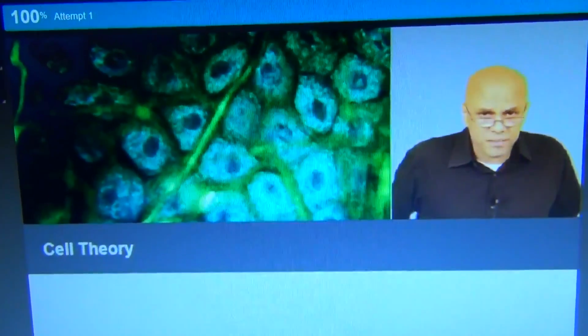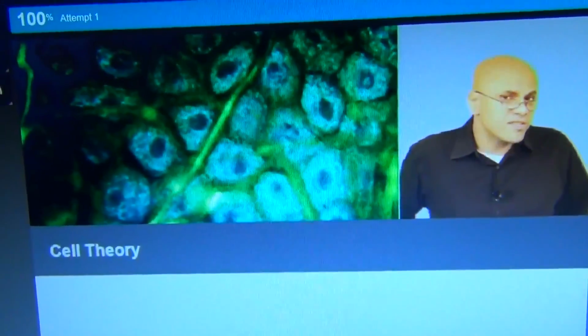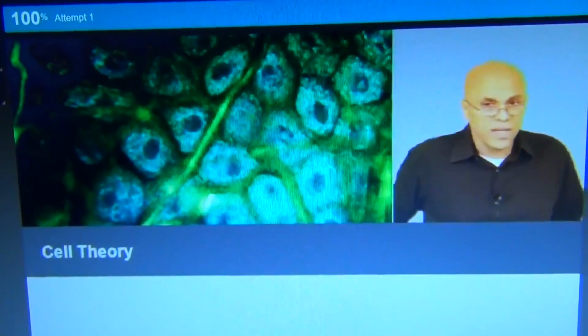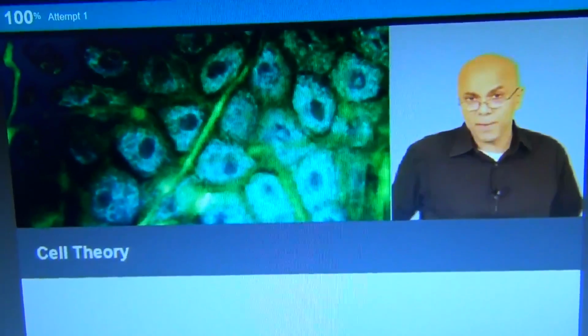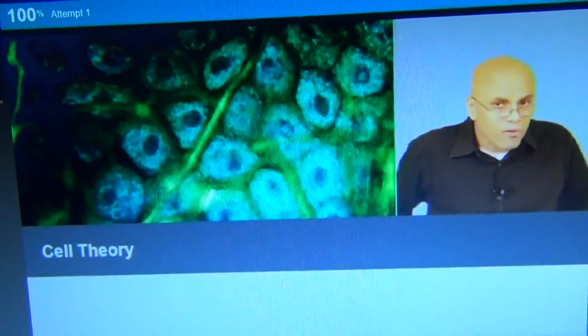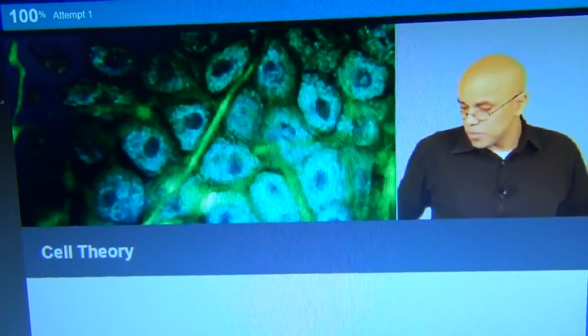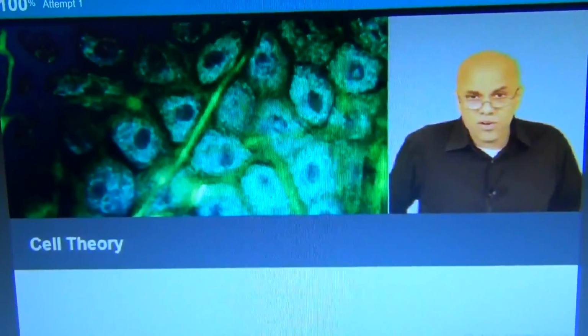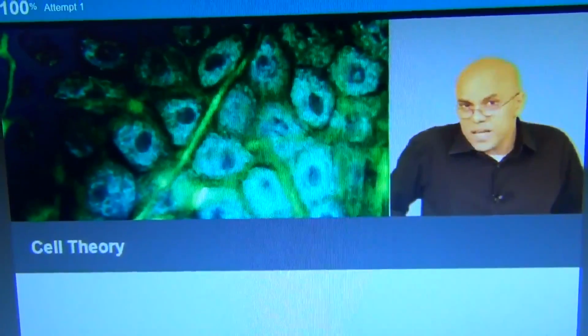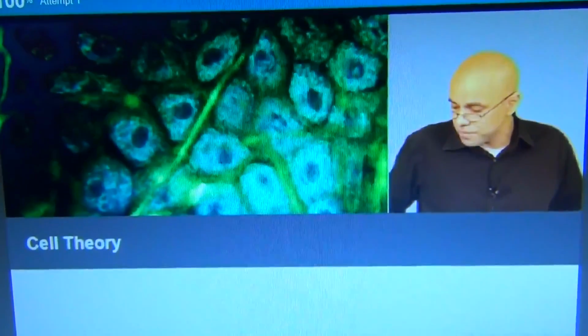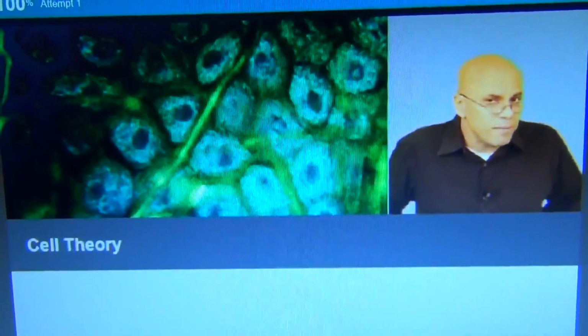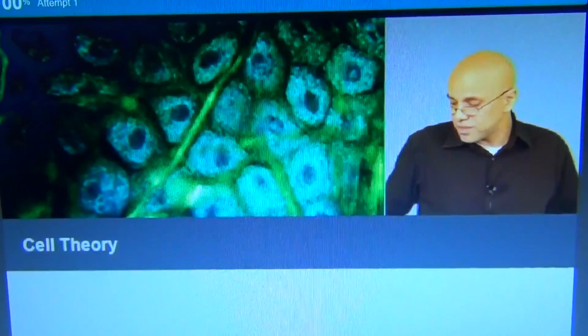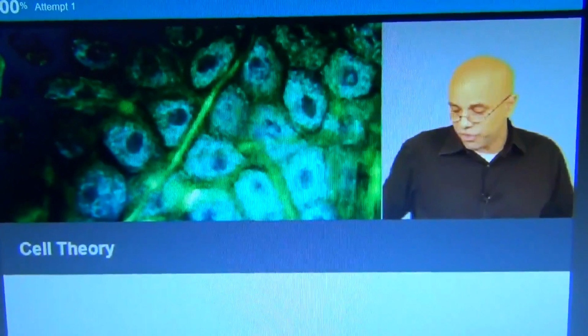Look at this image in front of you. This image is the skin cells of a mouse. It was taken with a laser scanning microscope. Without powerful microscopes like this one that were used to take this image, scientists would never have been able to learn that life forms are made of individual units called cells. This idea about life being made up of individual units called cells is a concept called cell theory.